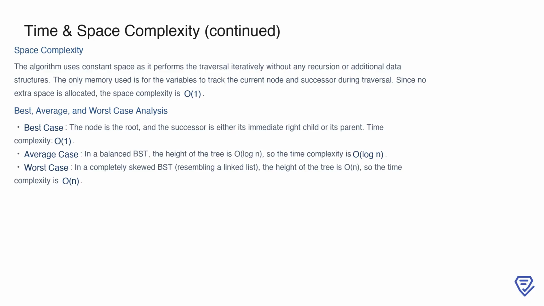Now, let's look at the best, average, and worst-case scenarios. In the best case, the given node is the root, and its successor is either the immediate right child or the parent, which results in a time complexity of O(1). In the average case, assuming a balanced BST, the height of the tree is O(log n), leading to a time complexity of O(log n). However, in the worst case, for a completely skewed tree resembling a linked list, the height is O(n), making the time complexity O(n).